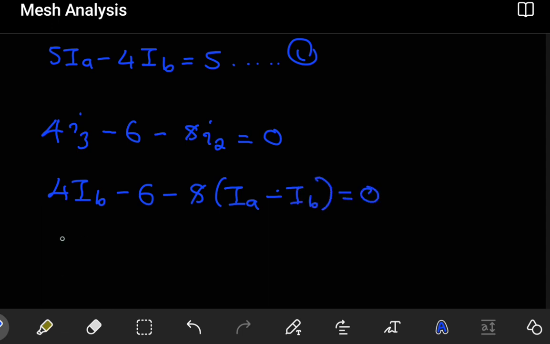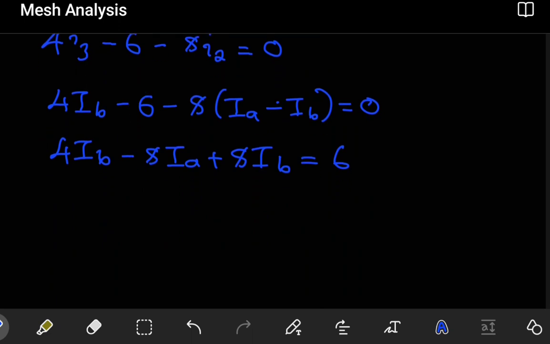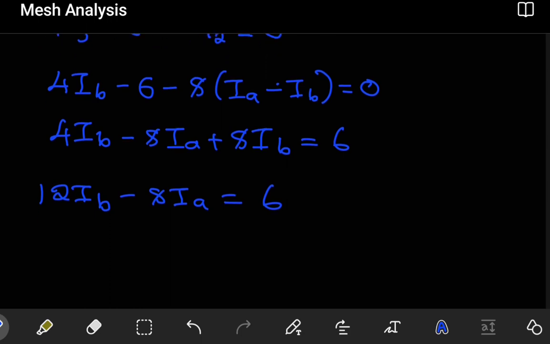We simplify this. We now have 4IB. I'll take the 6 the other side, so I have minus 8IA, then plus 8IB, is equal to 6. Reduce this a little bit. The 4IB and the 8IB will add. We now have 12IB minus 8IA is equal to 6. Divide everything by 2. We have 6IB minus 4IA is equal to 3. This becomes our second equation.